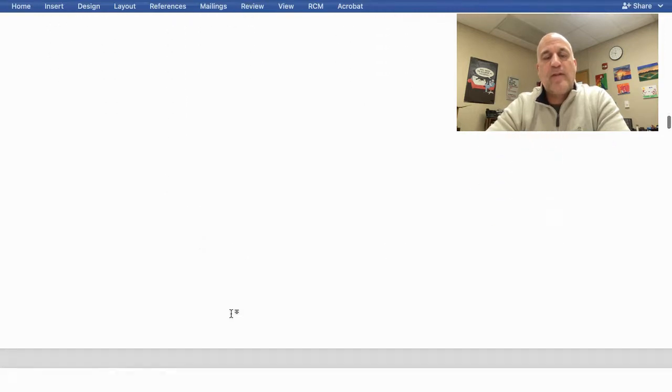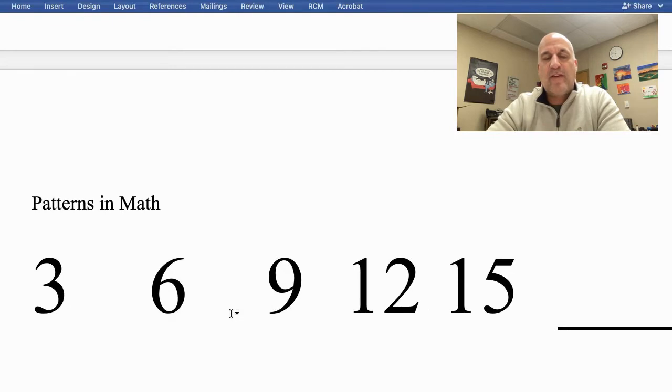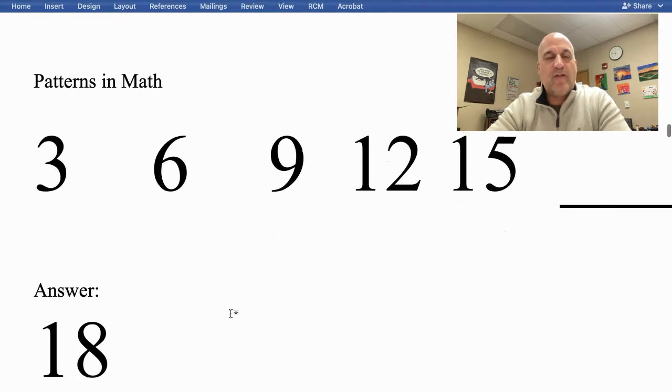You can look at patterns in math, such as this, especially with sequence. So we have 3, 6, 9, 12, 15. So if you're looking for a pattern here, what is your next number going to be? And that would be 18. The reason being that these are all adding 3. 3 plus 3 is 6, 6 plus 3 is 9, so on and so forth, till you get 15 plus 3 is 18. That's a pretty simple one.